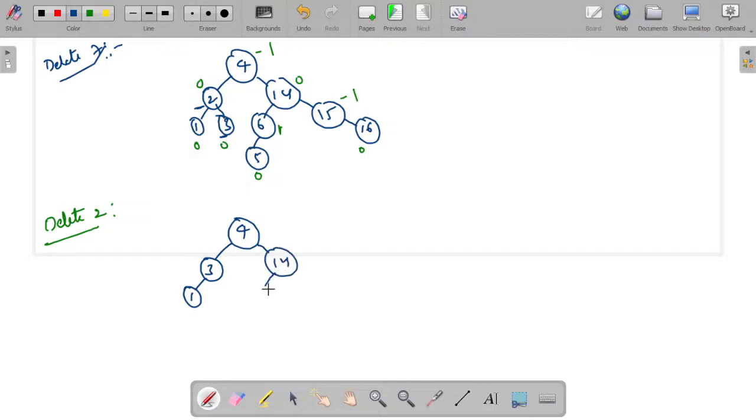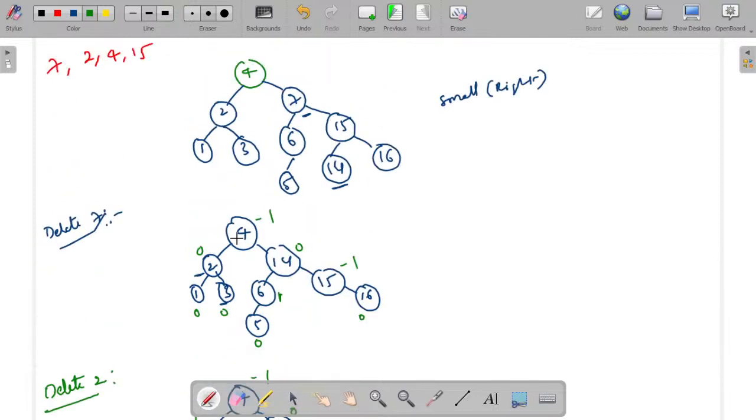14, 6, 5, 15 and 16. Now we will calculate the balance factors. 0 for leaf nodes, and for this it is minus 1, and for this it is plus 1, for this it is 0, and for this it is 1, and for 4 it is 2 minus 3, same as it is, minus 1. So we have deleted 2 also successfully.